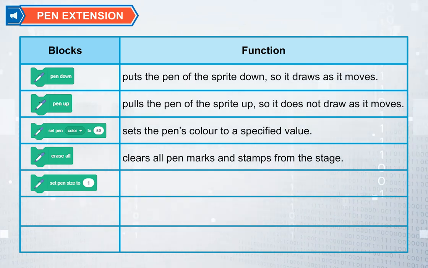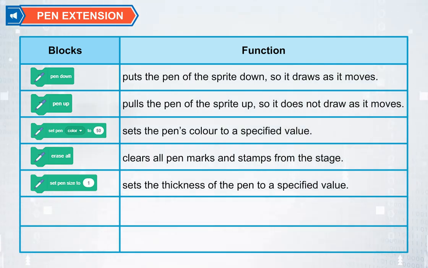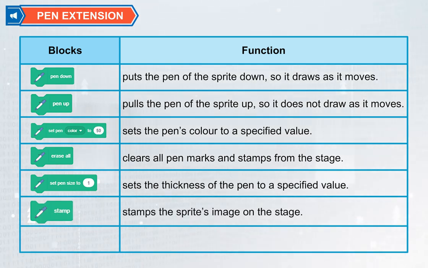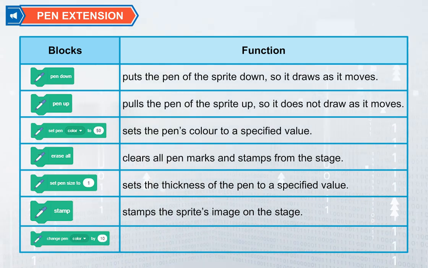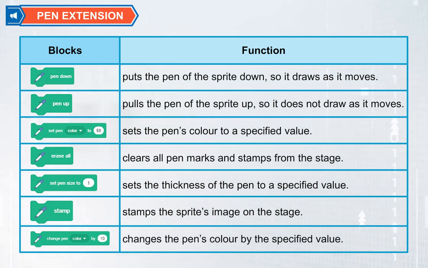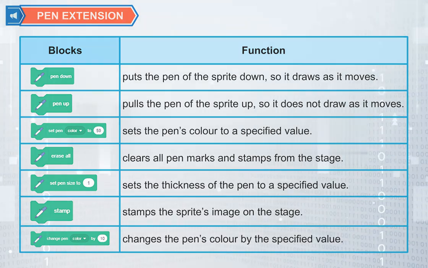Set pen size to sets the thickness of the pen to a specified value. Stamp stamps the sprite's image on the stage. Change pen color by changes the pen's color by the specified value.